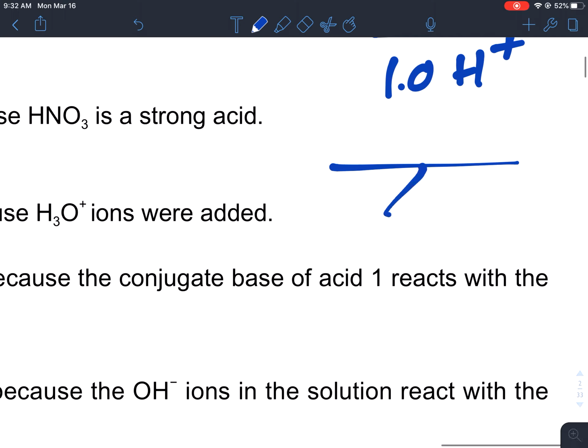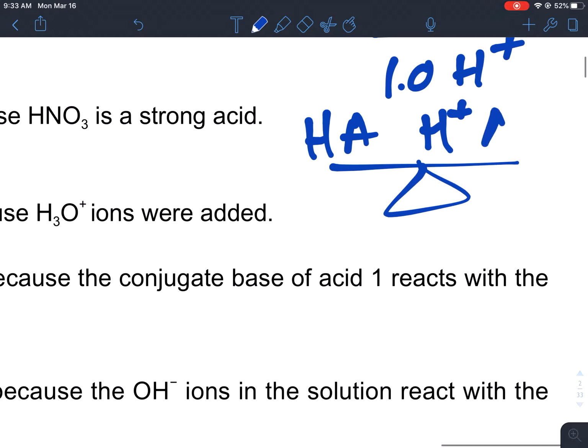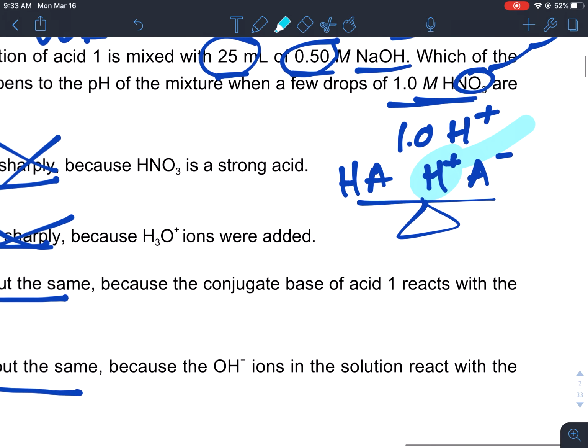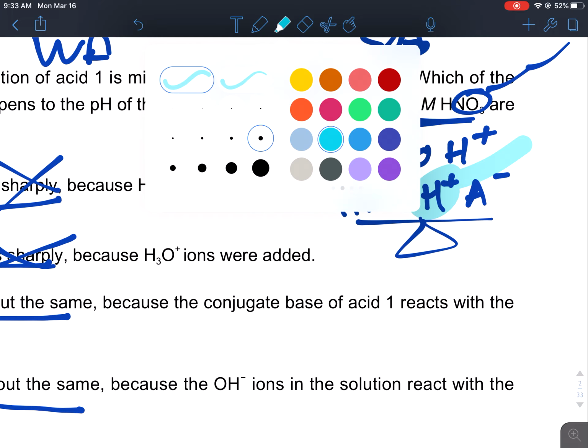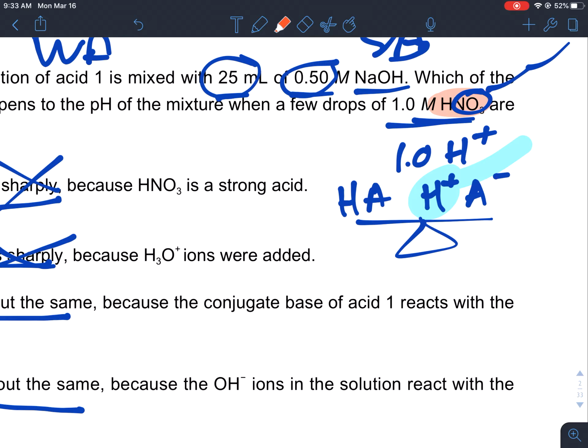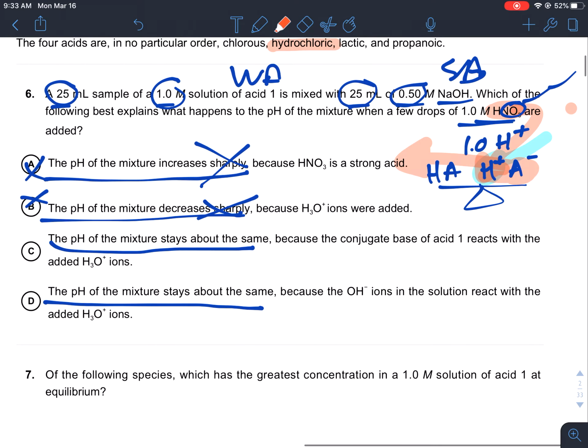Because you're going to go like this. You're going to have your HA, you're going to have your H plus and your A minus. Some of that H plus was taken away, right? Some of that stuff went away. But now we're adding them back using the HNO3 here. We're going to add them back into there, and it's going to react with this conjugate base to go backwards. So yes, the correct answer is C. But the wording is a little funny.